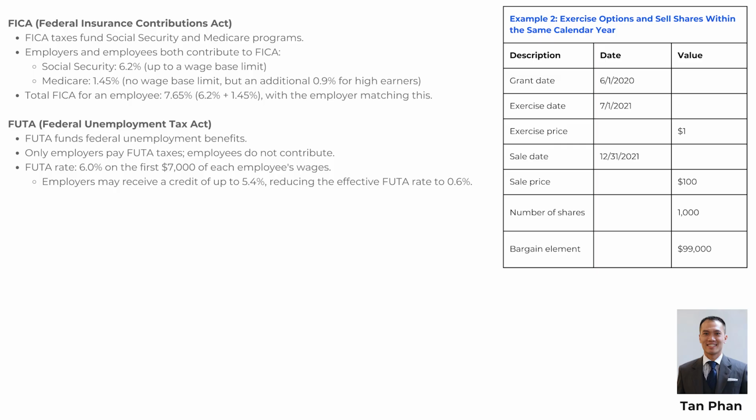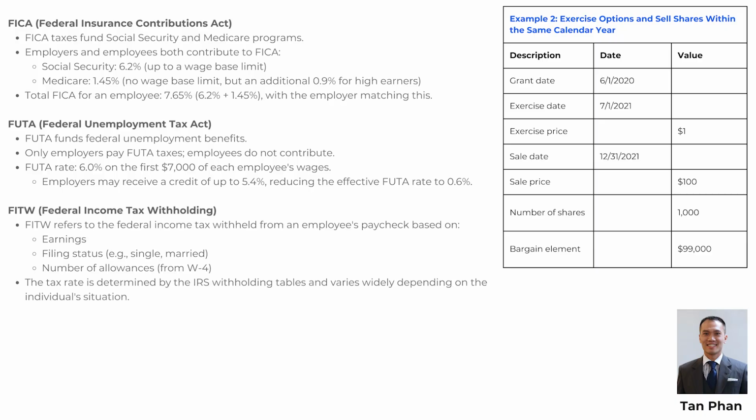FUTA, Federal Unemployment Tax Act. FUTA funds federal unemployment benefits. Only employers pay FUTA taxes. Employees do not contribute. FUTA rate, 6% on the first $7,000 of each employee's wages. Employers may receive a credit of up to 5.4%, reducing the effective FUTA rate to 0.6%. FITW, Federal Income Tax Withholding. FITW refers to the federal income tax withheld from an employee's paycheck based on earnings, filing status, single or married, and number of allowances from Form W-4. The tax rate is determined by the IRS withholding tables and varies widely depending on the individual's situation.